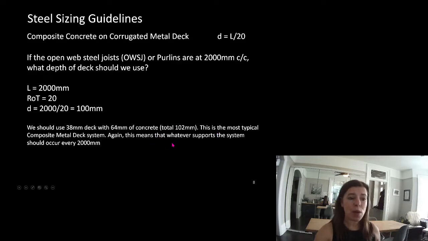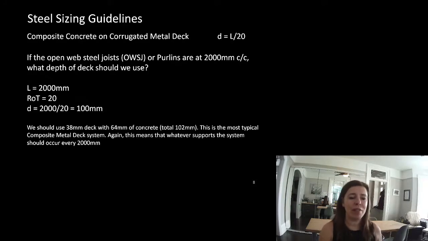Again, that means whatever supports that system should occur every 2 meters. That's the optimal design choice, putting the supports for concrete on metal deck. And if I'm saying concrete on metal deck and I don't give you any other information, I'm talking about 64 concrete on 38 metal deck. The supports for that should be around 2 meters on center, 2 meters or less.